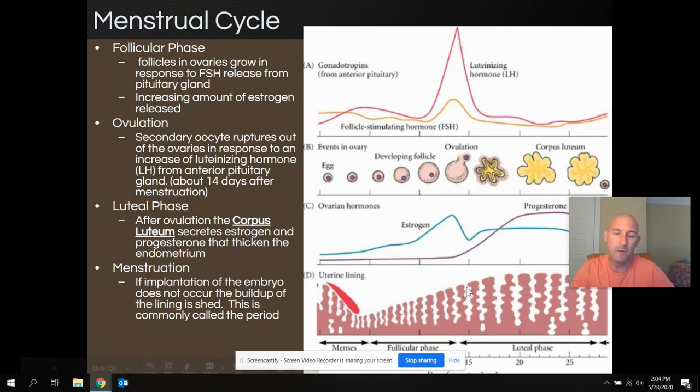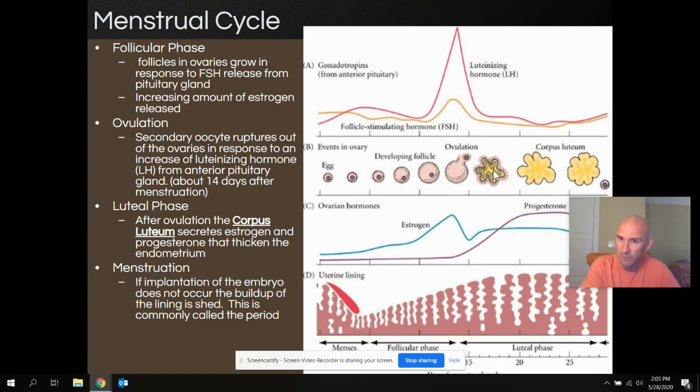Now, why is that important? Well, if fertilization does take place, the endometrium needs to be prepared to have an embryo embed in the lining of the endometrium. So there needs to be additional blood flow and nutrients available for a developing embryo, so that the lining of the uterus is thickening and it's developing. It's being prepared for implantation of a fertilized egg, of an embryo. So estrogen helps to kind of build up that endometrium.